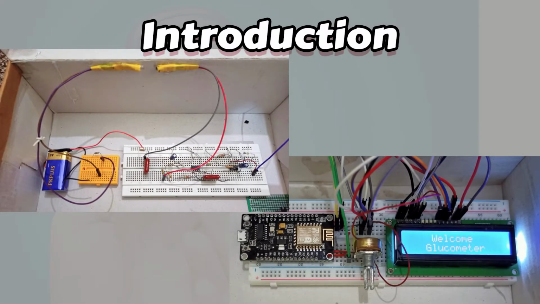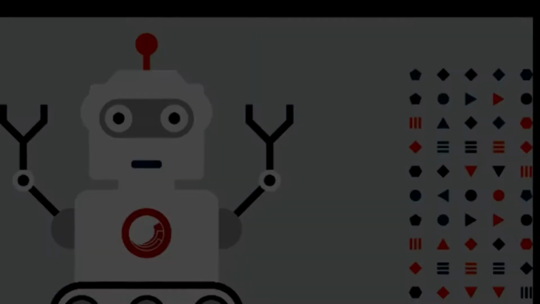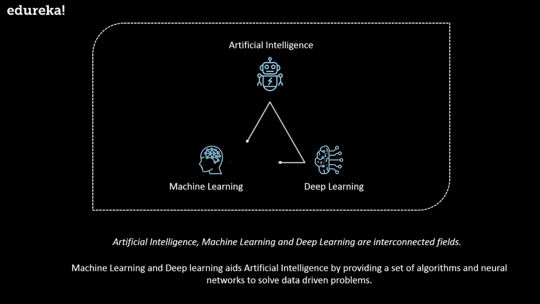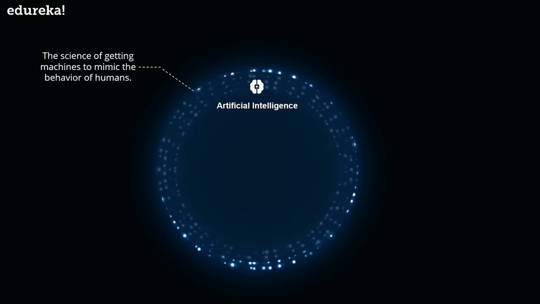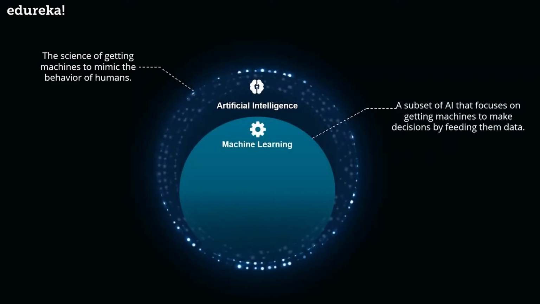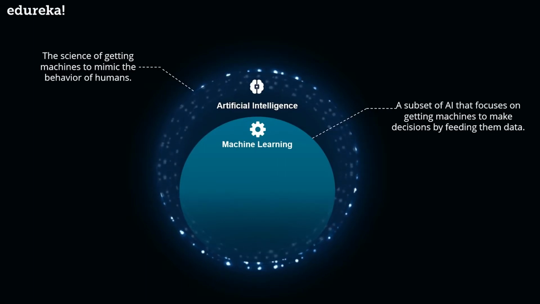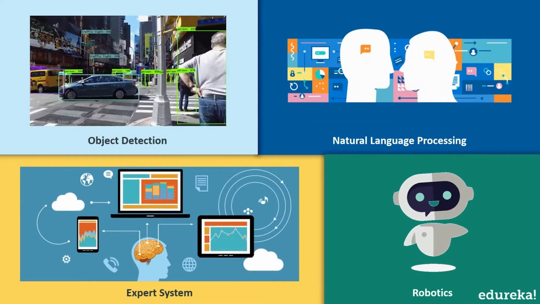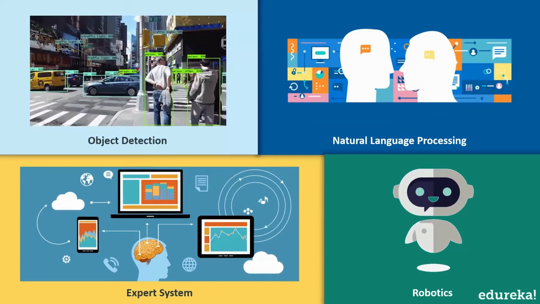Our project is based on the principle of machine learning, in which our device improves automatically through experience and by the use of data. Machine learning is a branch of artificial intelligence based on the idea that systems can learn from data, identify patterns, and make decisions with minimal human intervention.